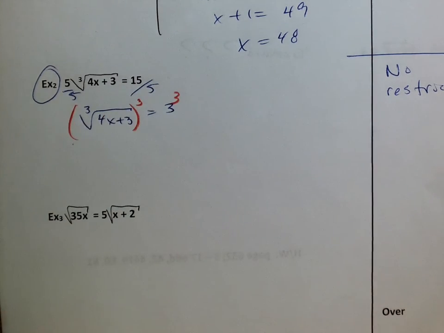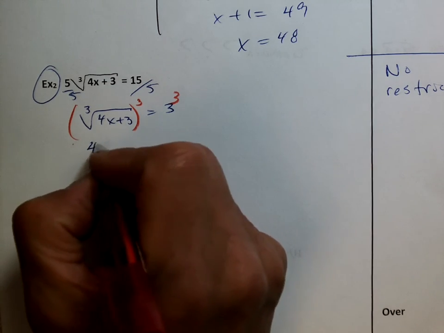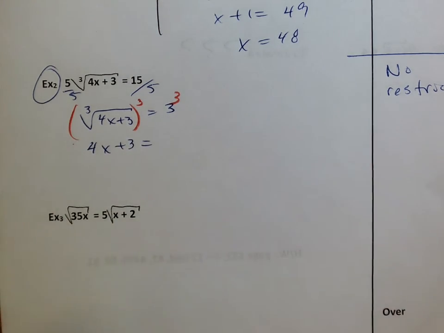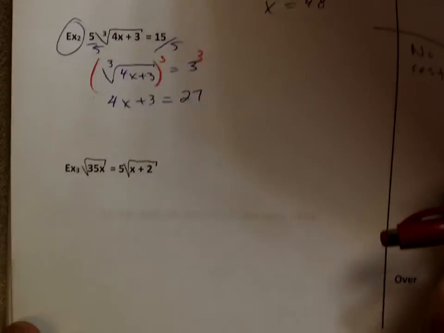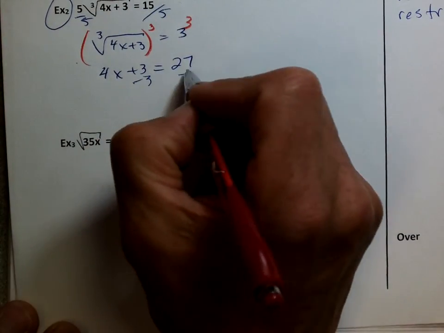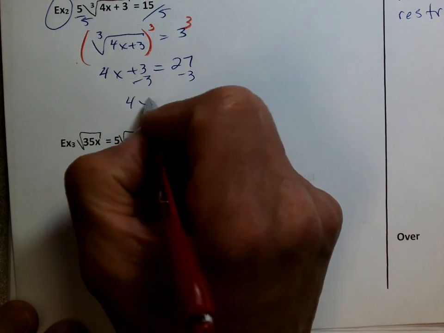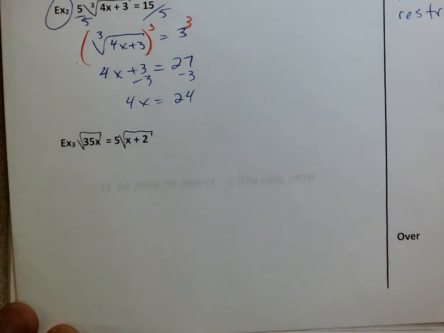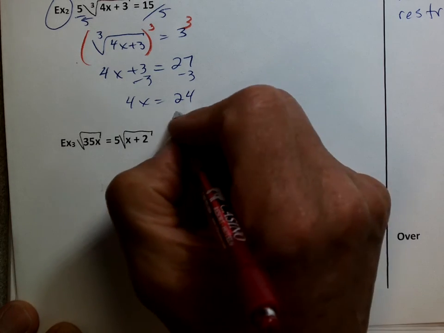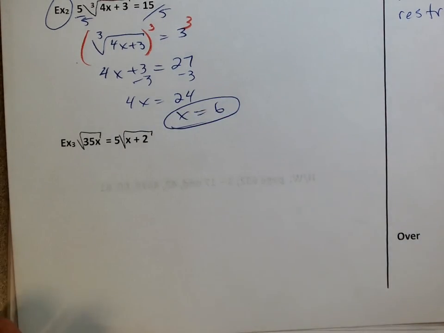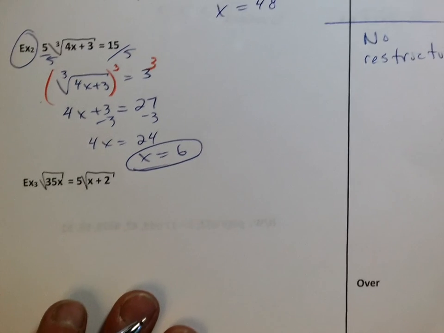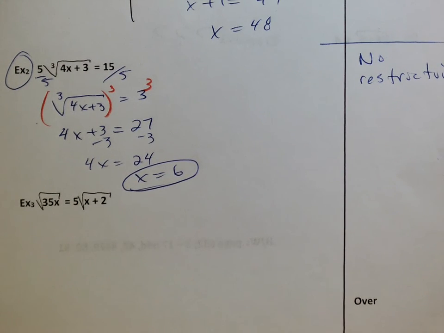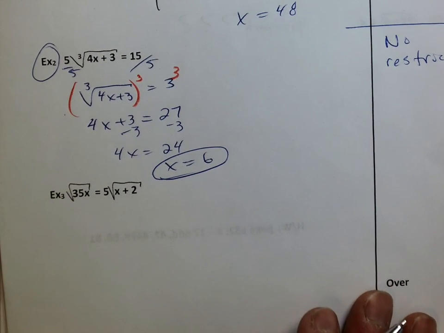Cube it, right? And so then I'm going to have 4x plus 3 equals 3 cubed, which is 3 times 3 is 9 times 3 is 27, right? And then minus 3, so 4x equals 24. Divide by 4, x equals 6. And again, I don't need to check this one because there are no restrictions, okay? There's no restrictions because cube roots can be negative, right? So we're good, okay? All right, example 5.